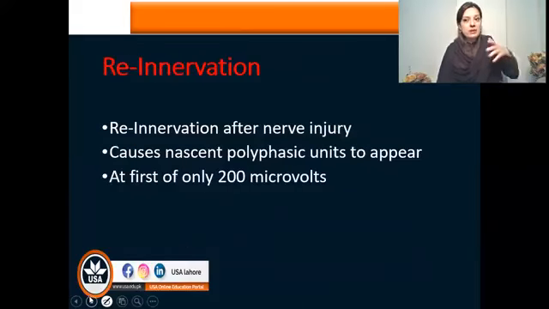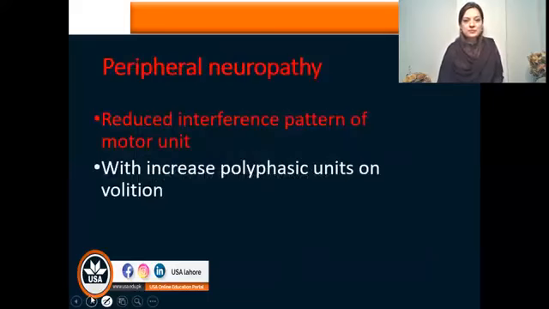And in case the muscle re-innervates after any nerve injury, it causes nascent, meaning newly formed, polyphasic units to appear. At first, only 200 microvolt polyphasic units are seen over the screen.